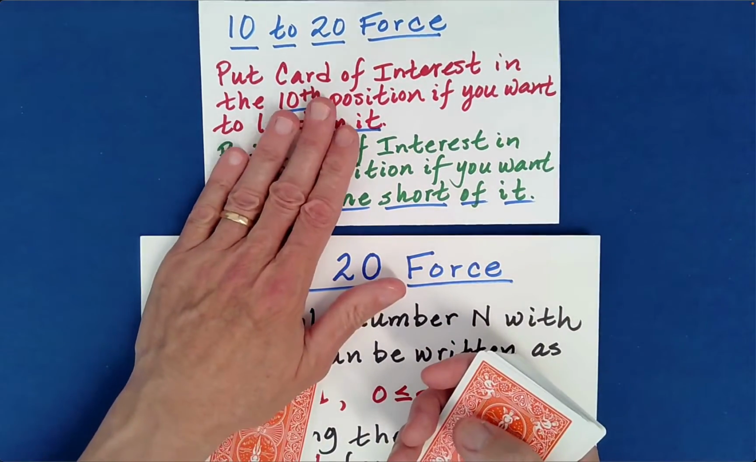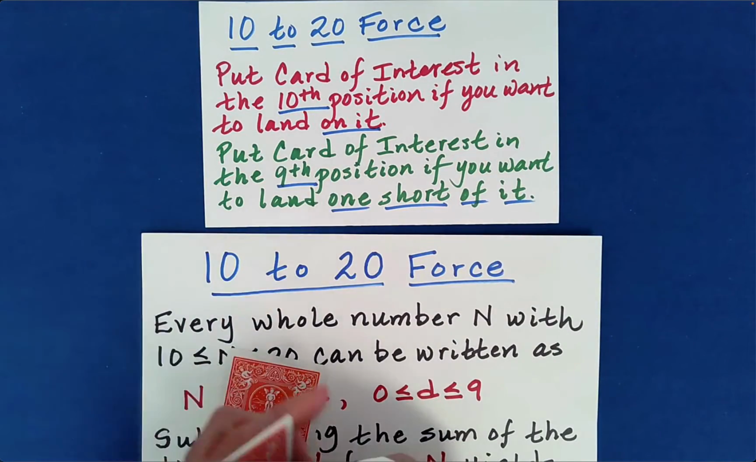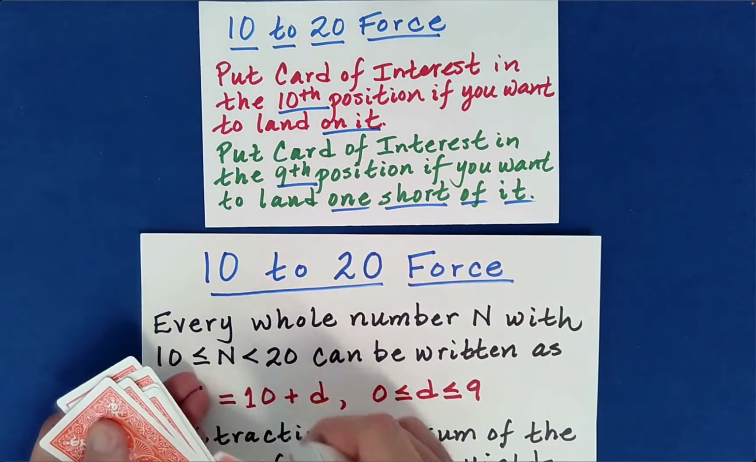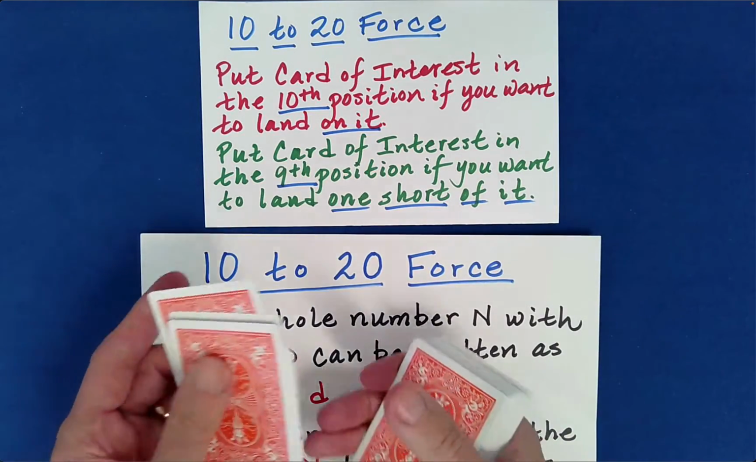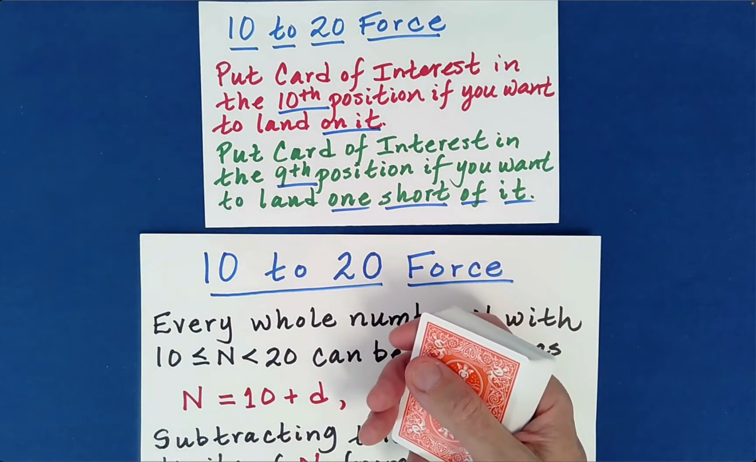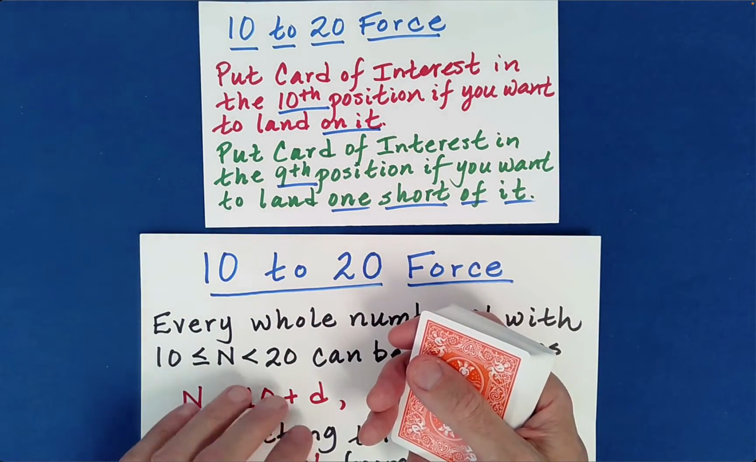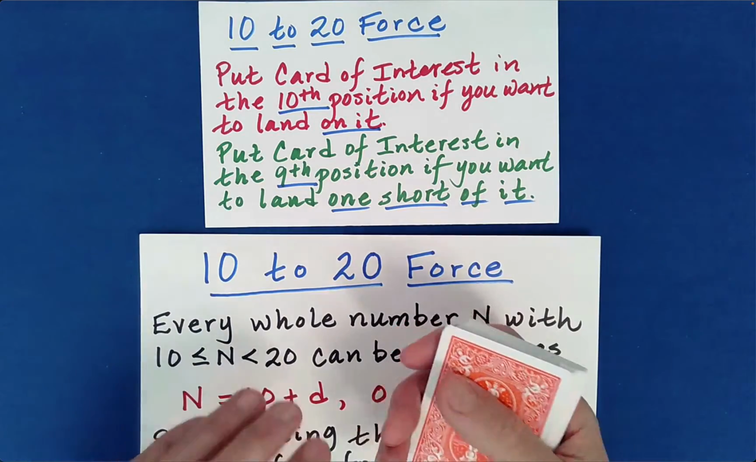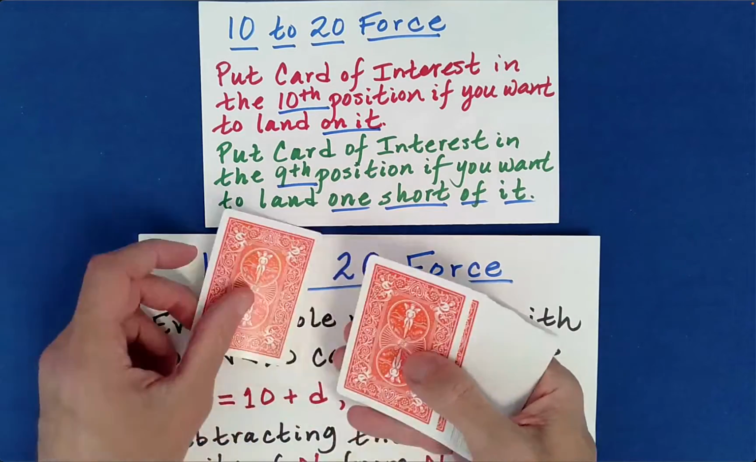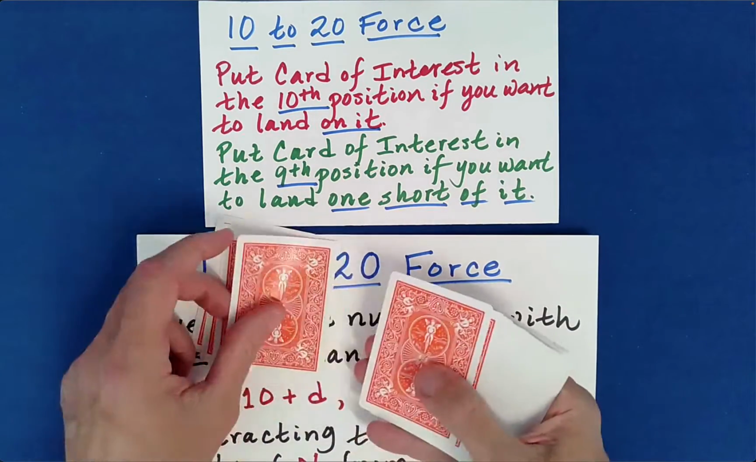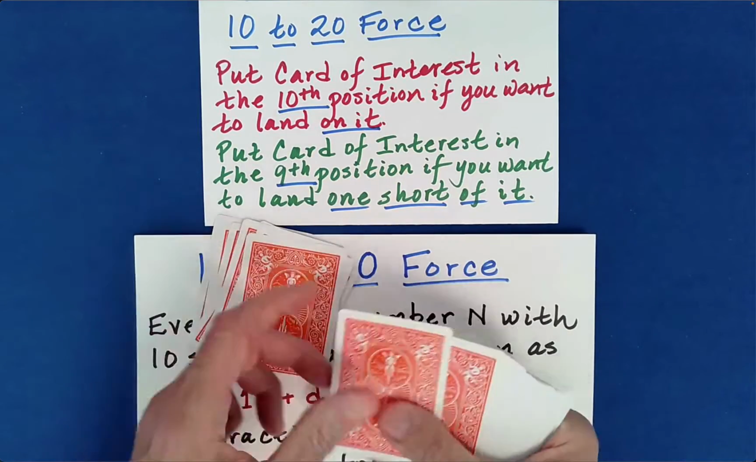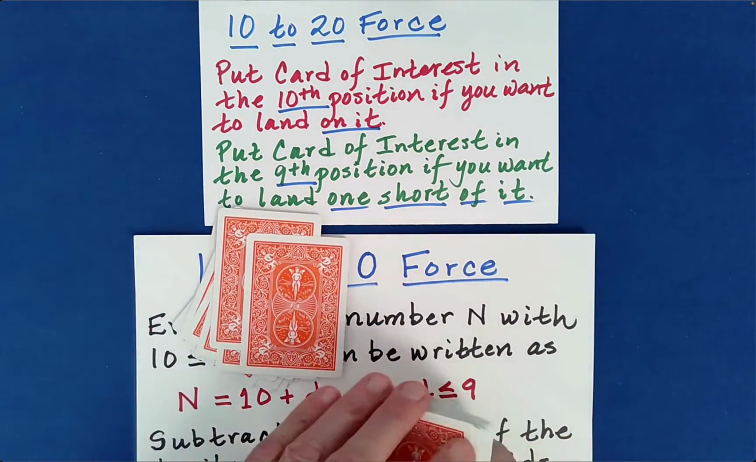So the first one is what I did actually. So 1, 2, 3, 4, 5, 6, 7, 8, 9. We have 9 cards there. I'll put this in the 10th position from the top. Okay, so we ask for a whole number between 10 and 20. So maybe they say 17 this time. So if we do 1, 2, 3, 4, 5, 6, 7, 8, 9, 10, 11, 12, 13, 14, 15, 16, 17.